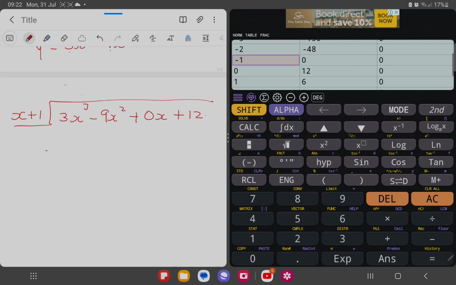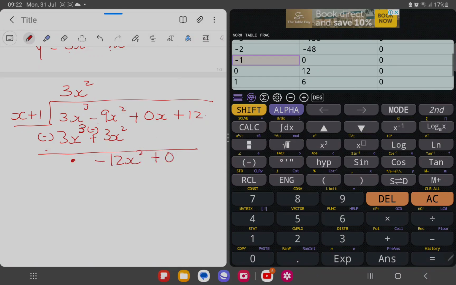The answer is 3x squared. What is 3x squared times x? Is 3x cubed. What is 3x squared times 1? Is positive 3x squared. Then when you draw a line, the sign here changes from positive to negative. Then you're going to use the new sign. What is 3x cubed minus 3x cubed? The answer is 0. What is minus 9x squared minus 3x squared? The answer is minus 12x squared.